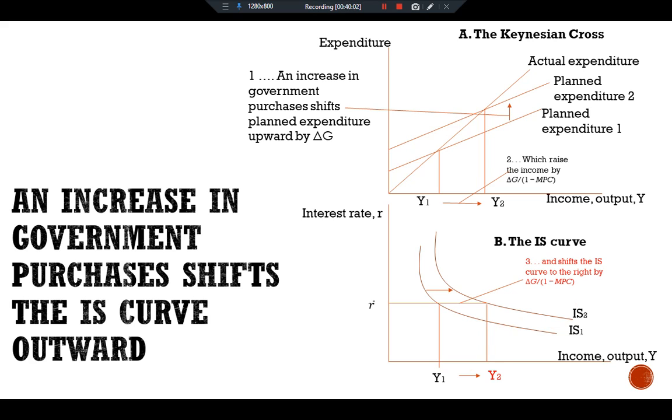We have drawn the IS curve with the help of the Keynesian cross and with the help of our investment function. We also saw the effect of fiscal policy on the IS curve.